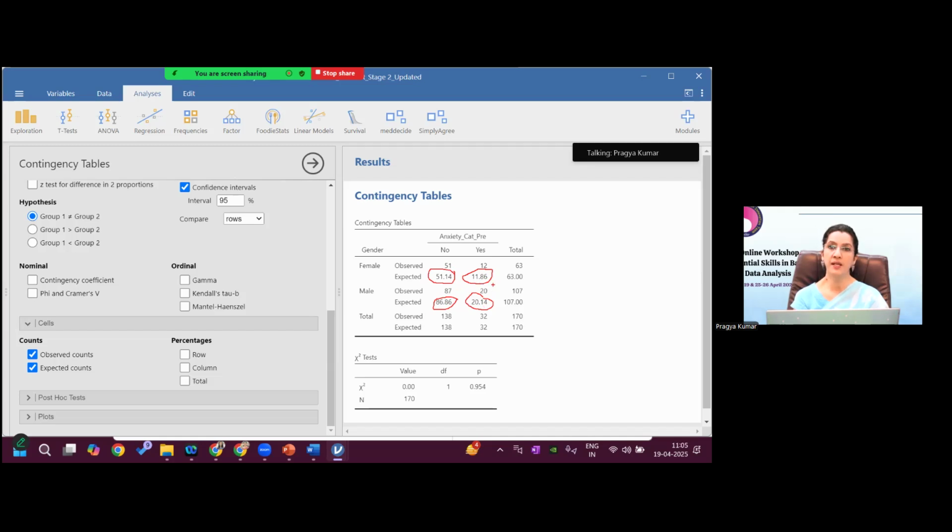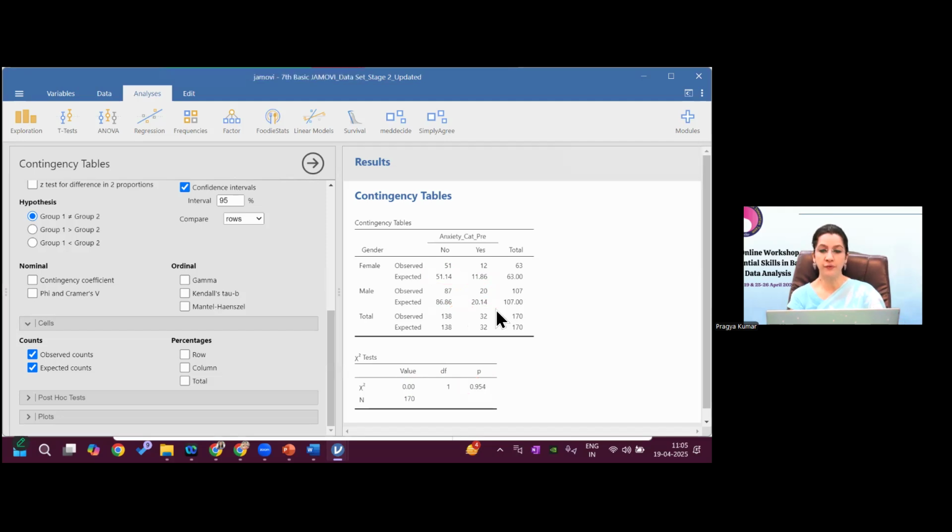So the difference is very less. That's why the overall chi-square value, if you see, is very less. And that's why the p-value is 0.954, which is not significant at all, because if you see, there's no difference.